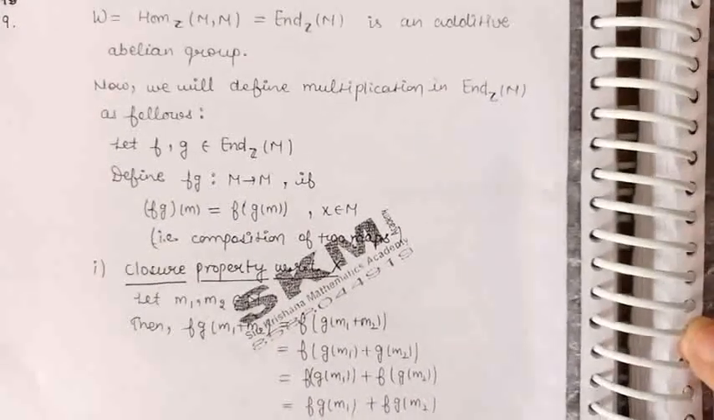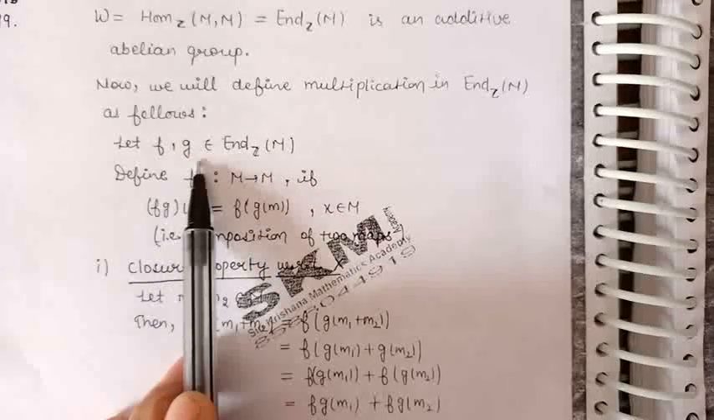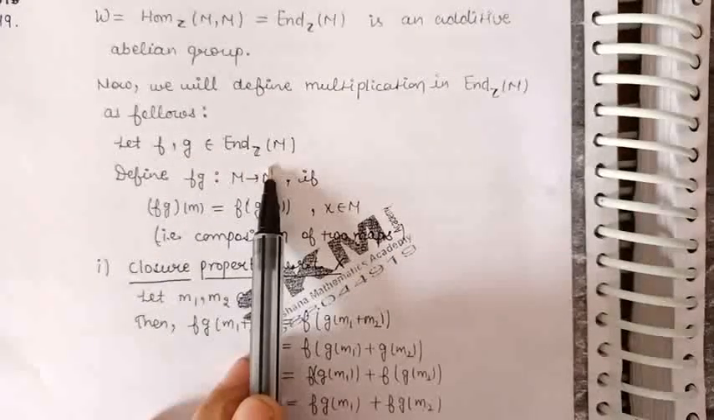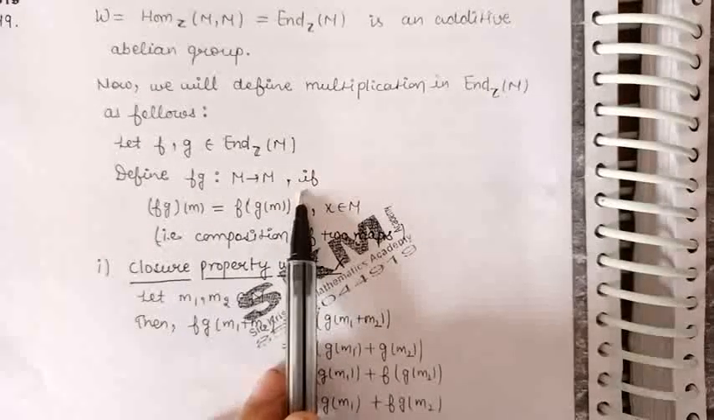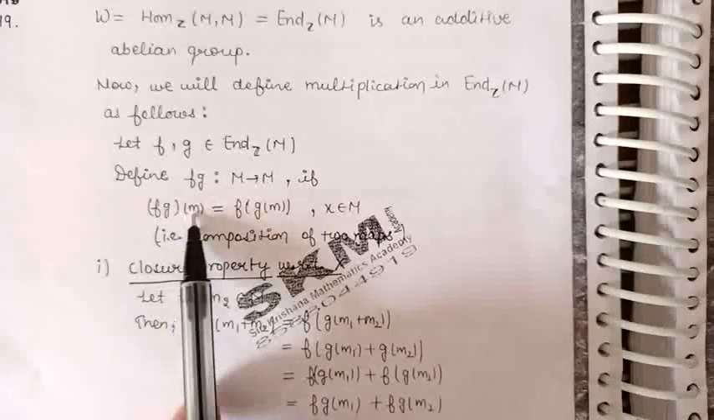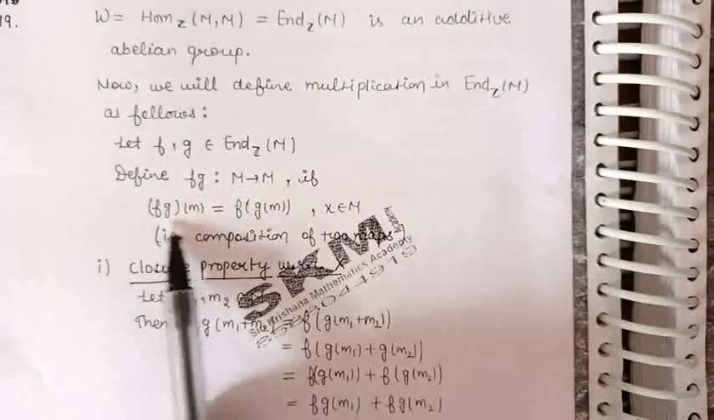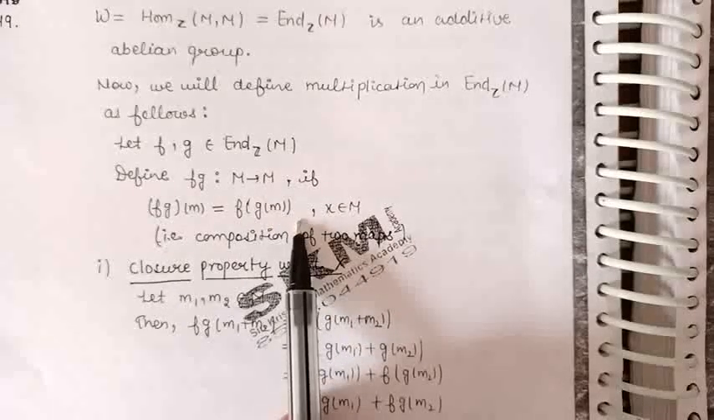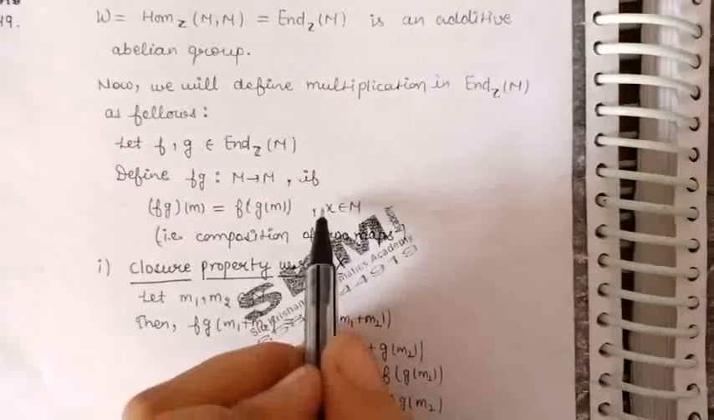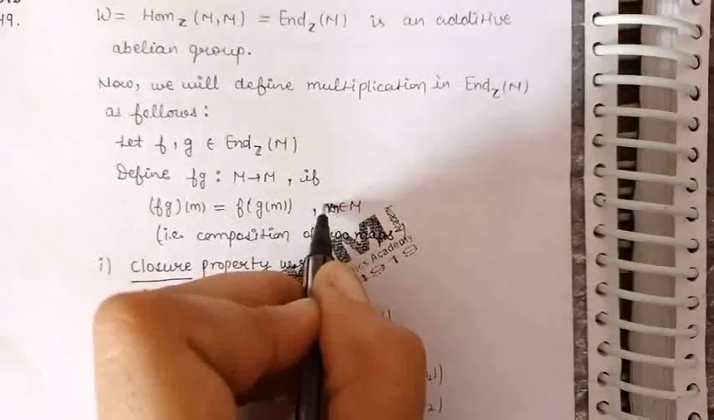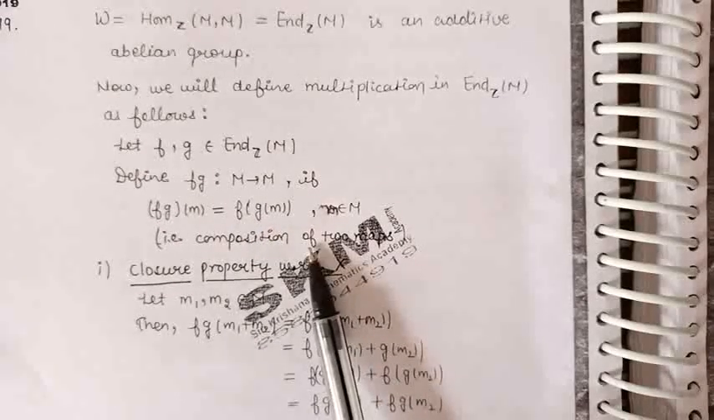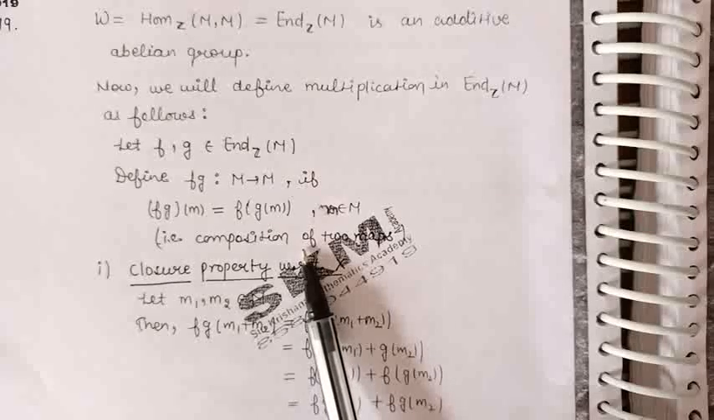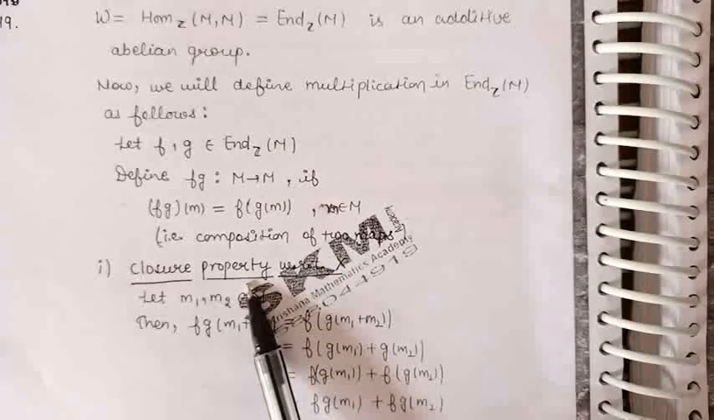Now let us define the multiplication in W. To define the multiplication, let us take F and G belonging to W, and we define mapping FG from M into M by image of M under the mapping FG is equal to F of G of M. Here this M belongs to M. Now let us verify the properties: closure property, associative property, distributive property. Now let us verify the closure property with respect to this multiplication.